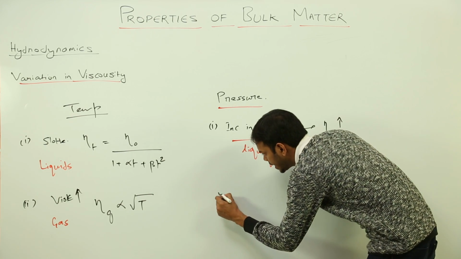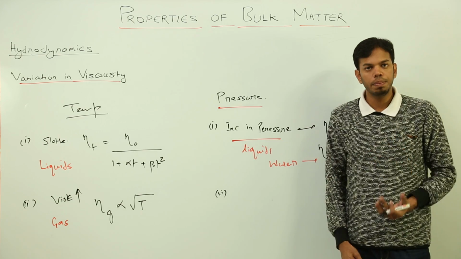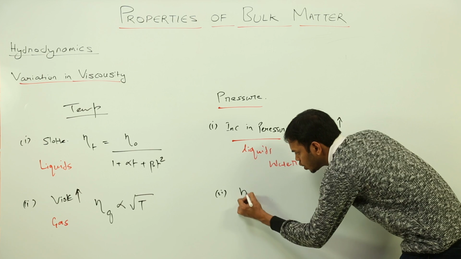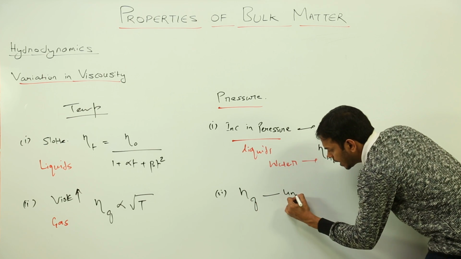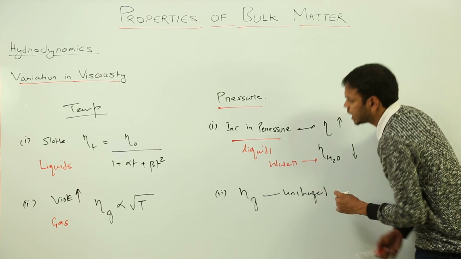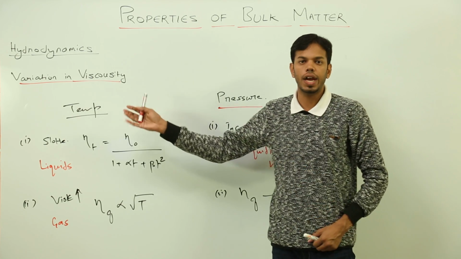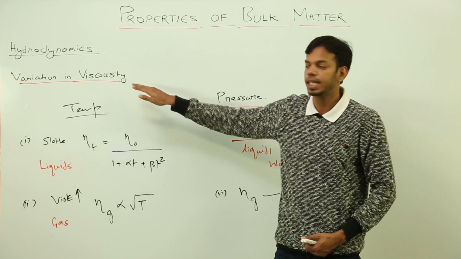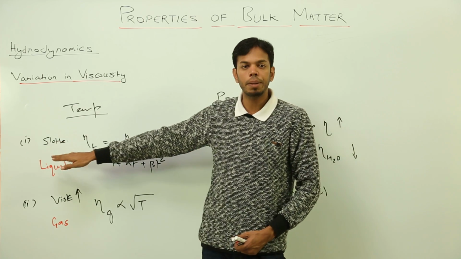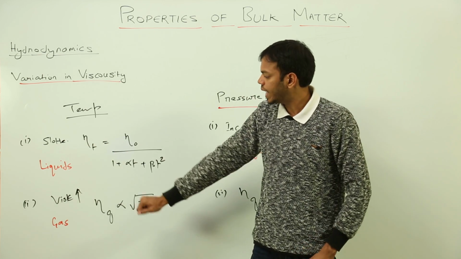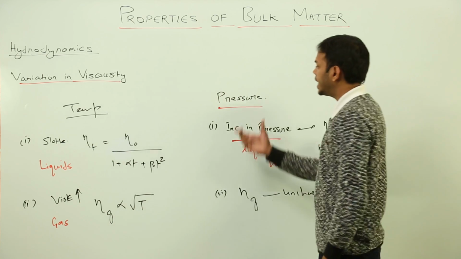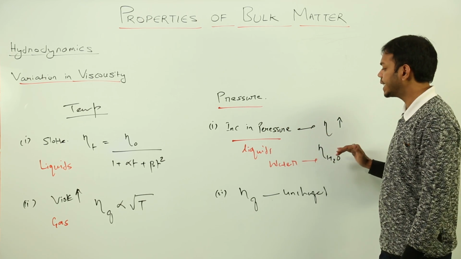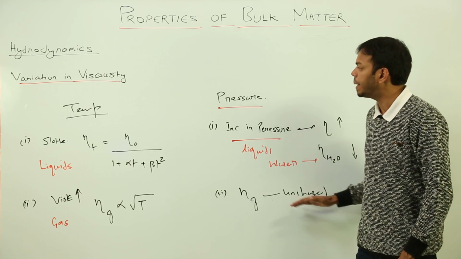Second, for gases, with an increase in pressure, the viscosity of gases remains unchanged because pressure has no effect on the viscosity of gases. So that will remain unchanged even if you increase or decrease the pressure of the gas. So for variation in viscosity, we have four things. Number one, viscosity depends on physical factors like pressure and temperature. With an increase in temperature, the viscosity of liquids decreases, whereas for gases it increases. With an increase in pressure, the viscosity of liquids increases, but for water it decreases, and the viscosity of gas is independent of change in pressure.